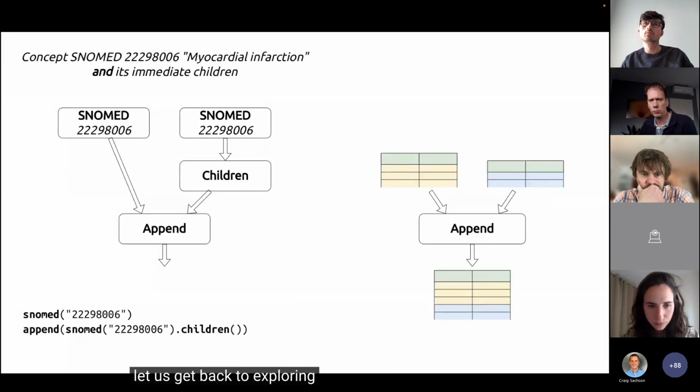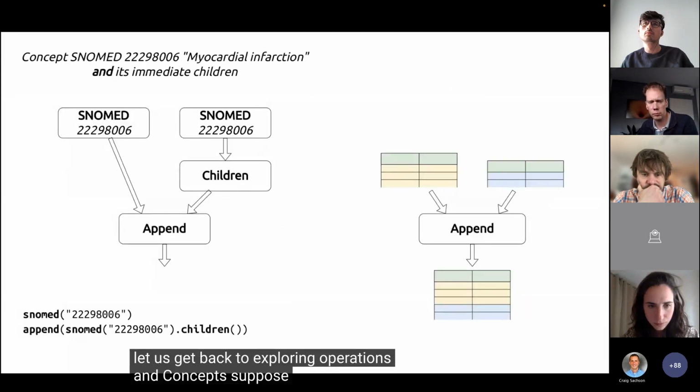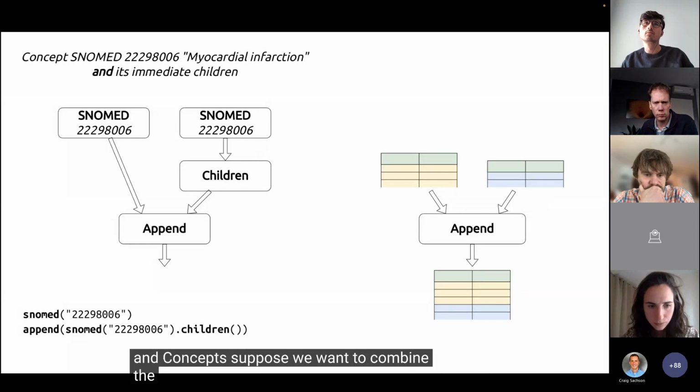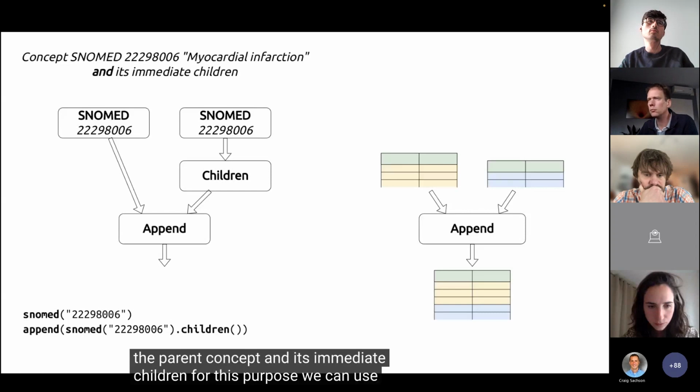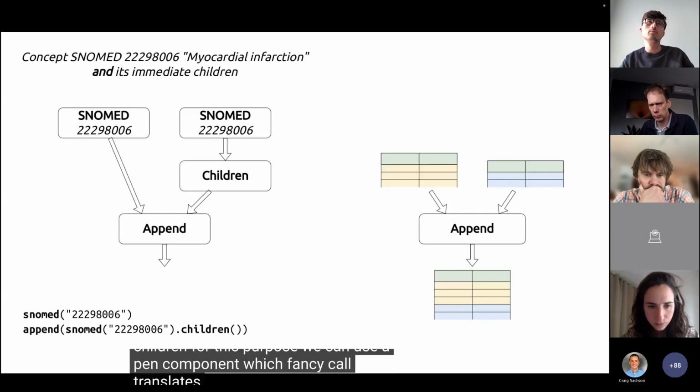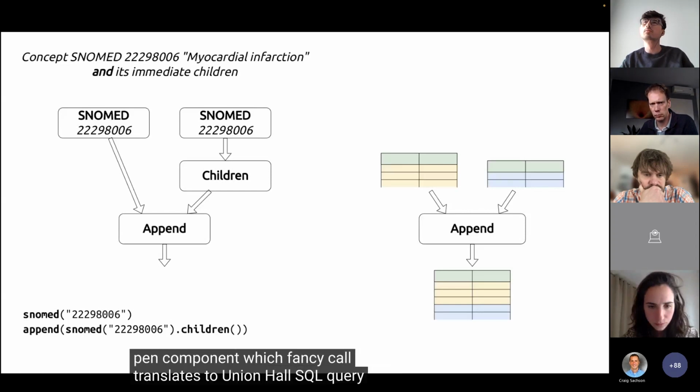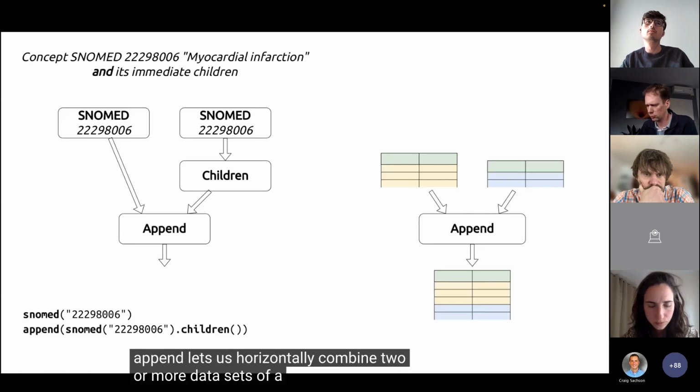Let us get back to exploring operations on concepts. Suppose we want to combine the parent concept and its immediate children. For this purpose, we can use the append component, which FunSQL translates to a union all SQL query. Append lets us vertically combine two or more data sets of a similar shape.